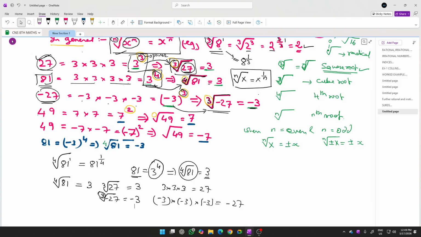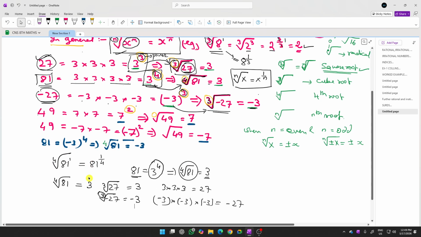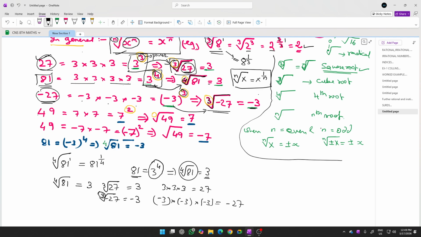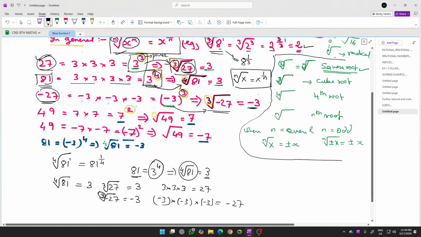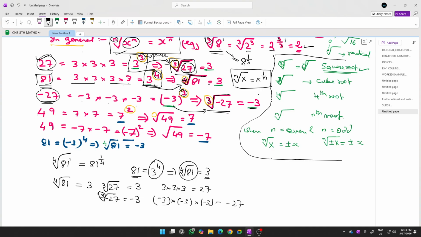So the conversion between the index form and the radical form should be very clear to you. Now let me tell you, at the end, this particular thing which is very important. Here I am going to tell you a very important concept in mathematics. In mathematics, under the square root sign, if you have a negative number, then it is not defined, or it is known as an imaginary number.